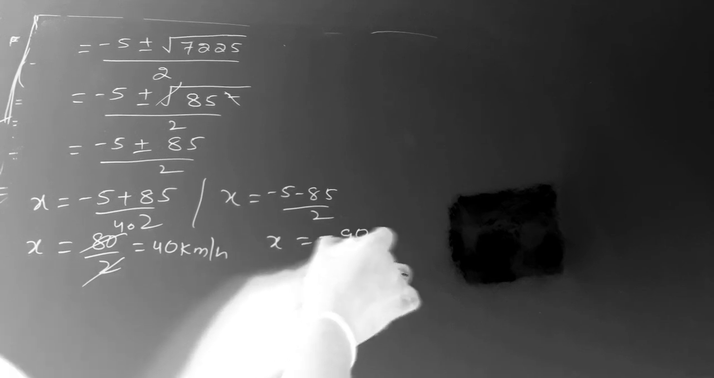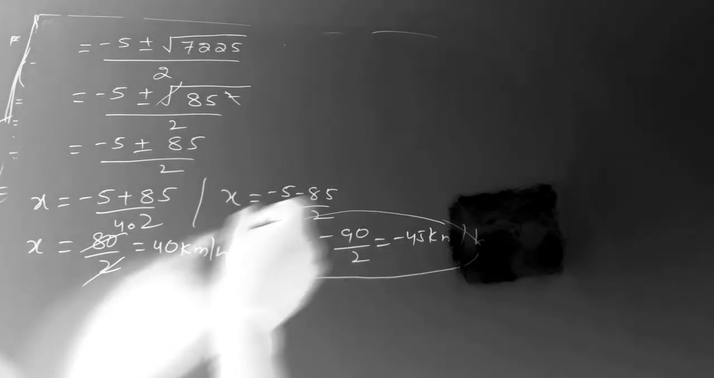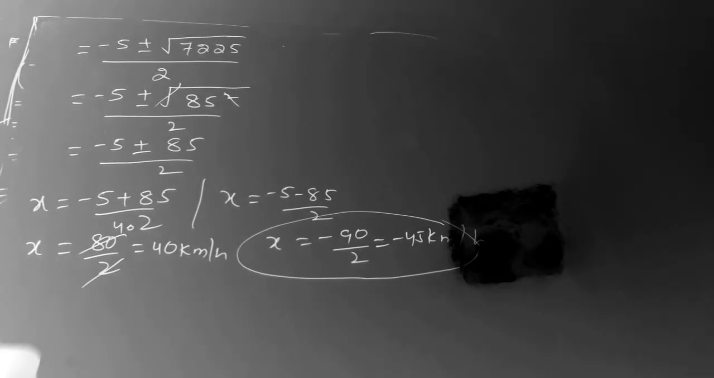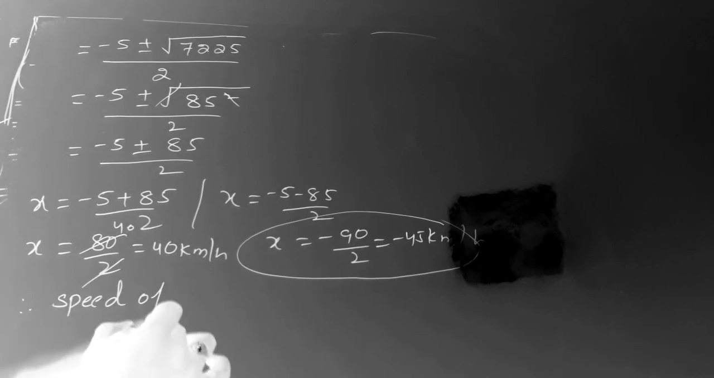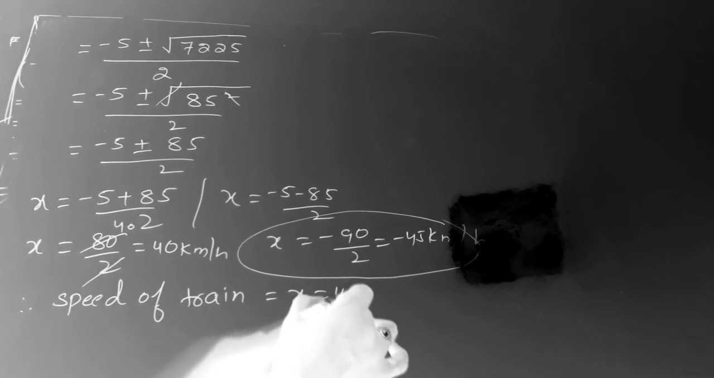X is equal to minus 5 plus 85, that is 80 by 2, 40. Therefore, the speed of the train is 40 kilometer per hour. Here you see this is minus 90 by 2, so I am getting minus 45 kilometer per hour. Speed should not be negative, so don't consider this value. Just take 40 kilometer per hour. Therefore, the speed of the train is x is equal to 40 kilometer per hour.